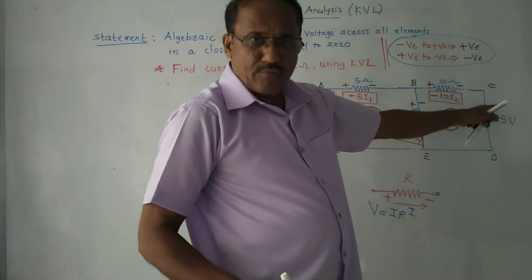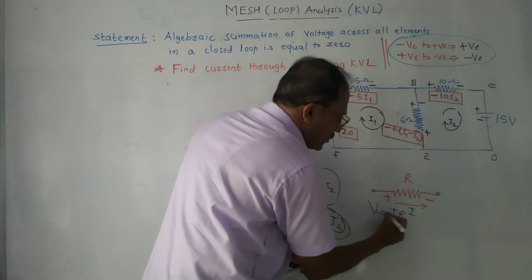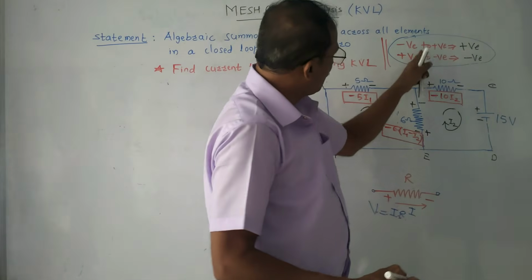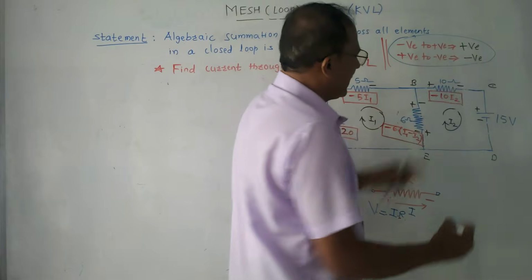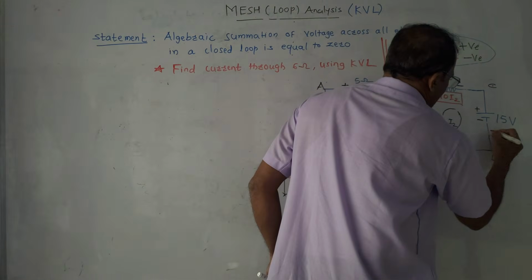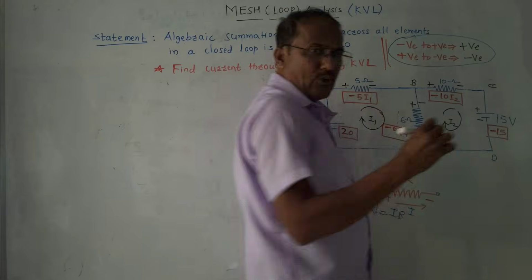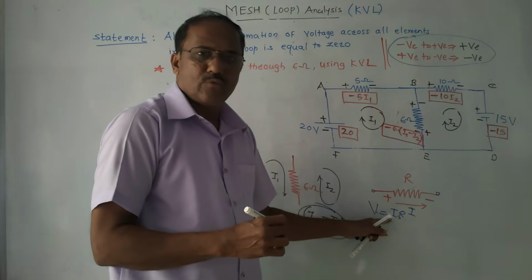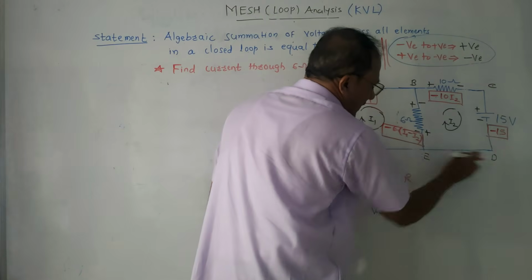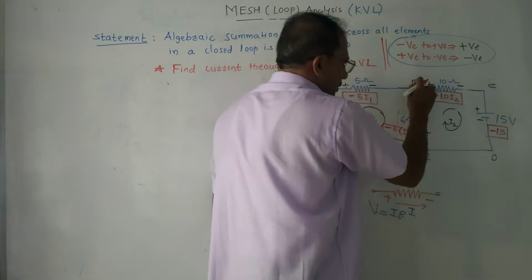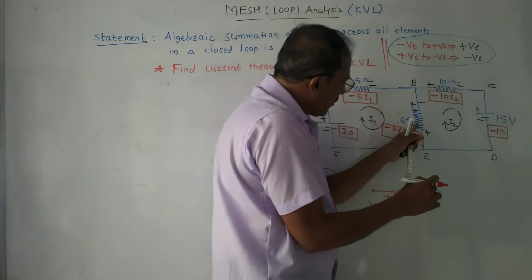For 15 volt, it is a voltage source itself, so you don't have to use the equation V equals IR. But follow the rules: we are moving from plus to minus, so give a negative sign. I will write this value as minus 15. It is the value of voltage itself, so I don't have to use V equals IR. D to E, there is no element. Coming back to point B, that means E to B, there is a resistance of 6 ohm.